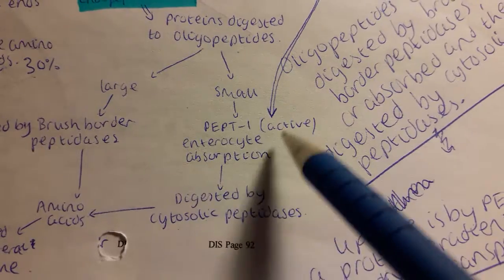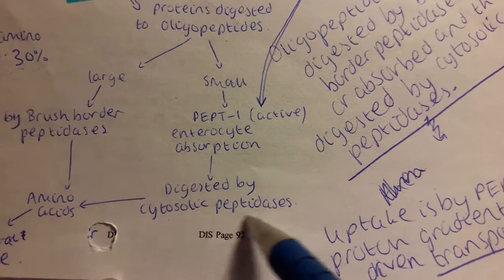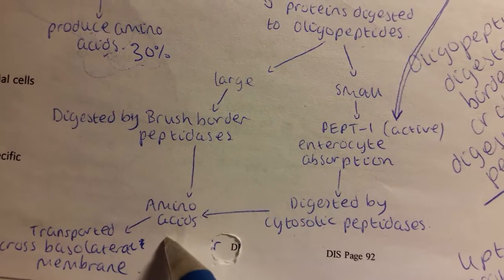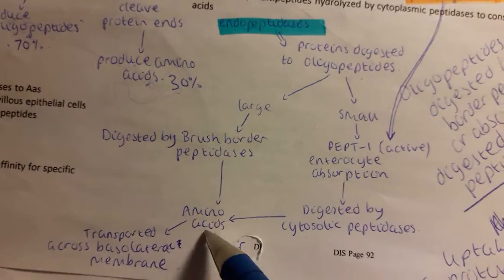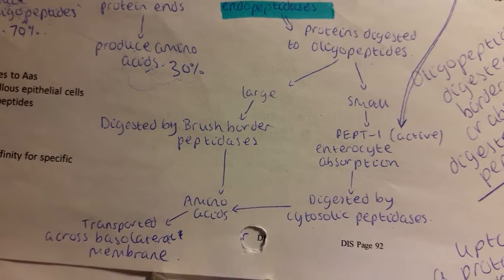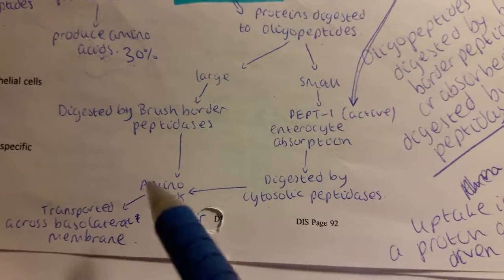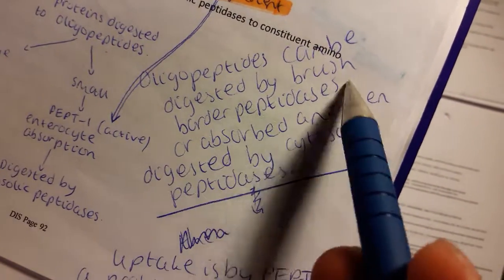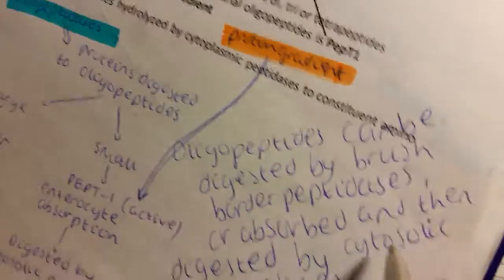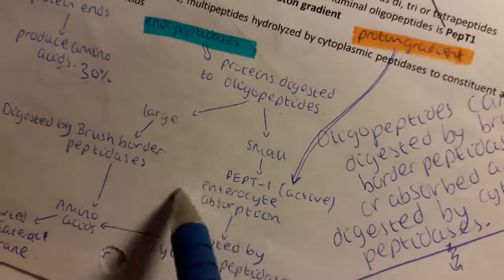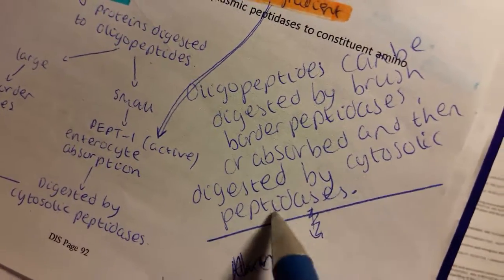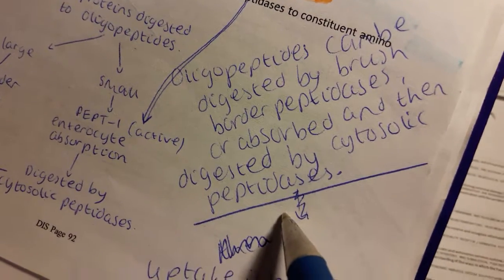Remember, it's either absorbed directly into the blood or it's digested by cytosolic peptidases, and that also provides the amino acids. And these amino acids are then transported across the basolateral membrane by various means into the blood. So we can summarize that here. Oligopeptides can be digested by brush border peptidases if they're large, or they can be absorbed via PepT1 and then digested by cytosolic peptidases, the peptidases within the enterocyte cytoplasm.